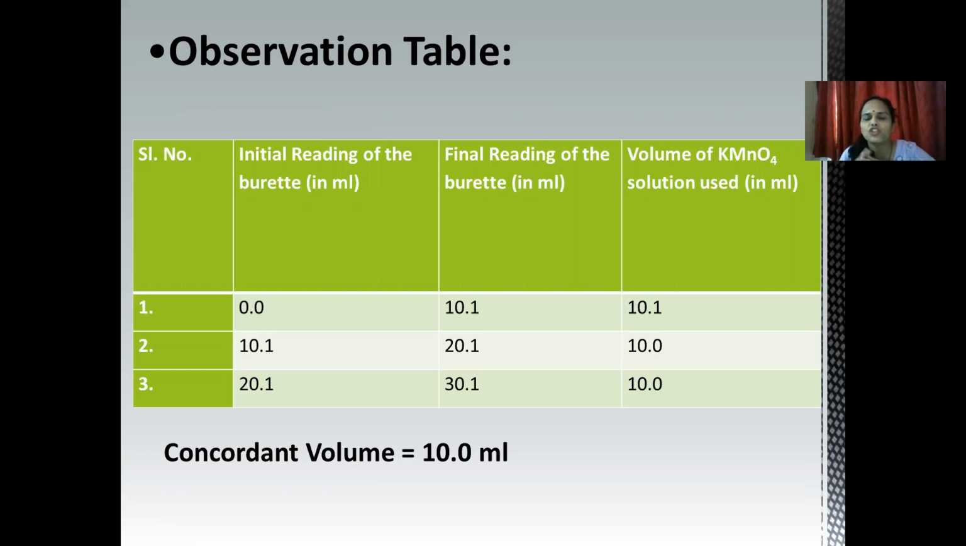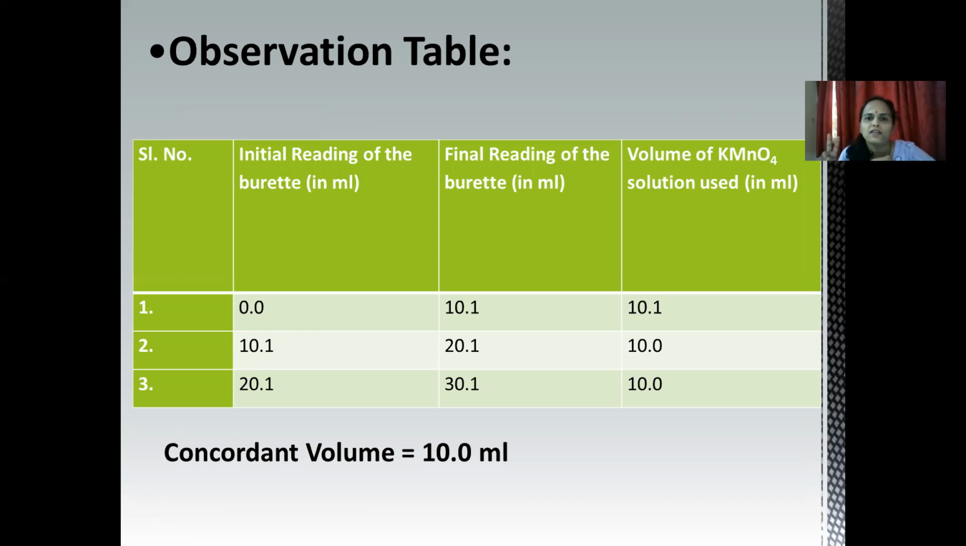Then second observation you will note down, the final reading of the burette becomes the initial reading of the burette in the second observation. So final reading in the first observation was 10.1. So we'll start with 10.1 for the second observation, and suppose final reading of the burette comes out to be 20.1. The difference in the two gives you the volume of KMnO4 solution used, and the difference comes out to be here 10.0 milliliter.